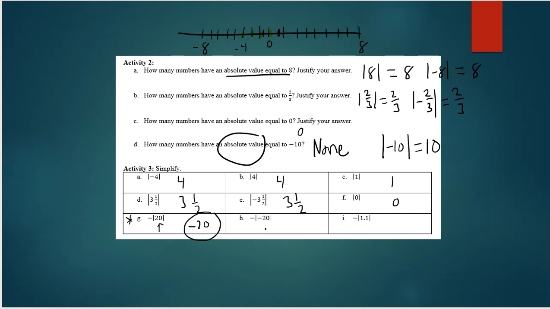Okay, now on H, this one is a little bit tricky again. It is asking us to find the opposite of the absolute value of negative 20. So we know the absolute value of negative 20 is positive 20, and then the opposite of that would be negative 20. Okay, and then the last one, the opposite of the absolute value of 1.1. Well, the absolute value of 1.1 is 1.1, and then the opposite of that would be negative 1.1.